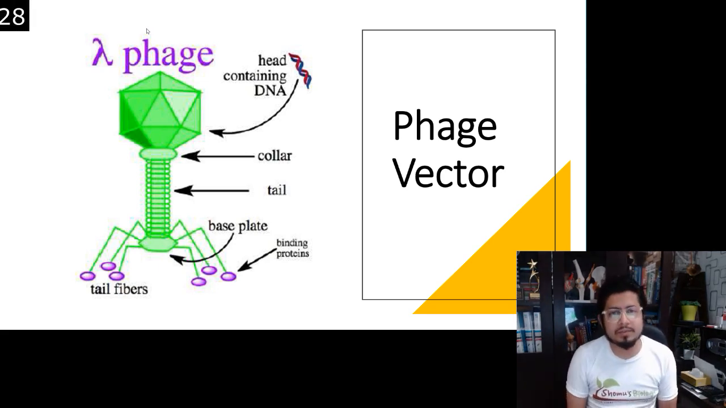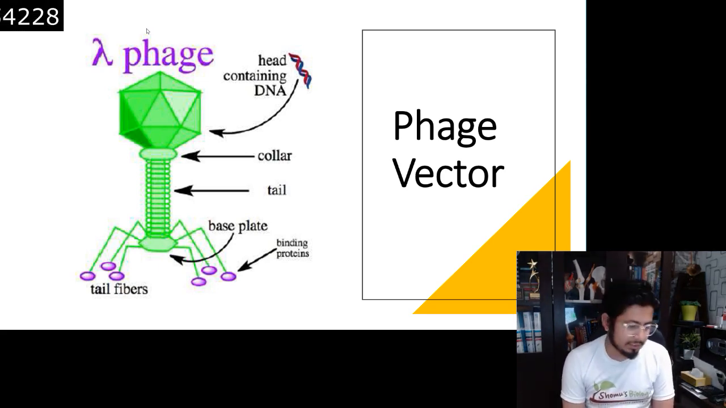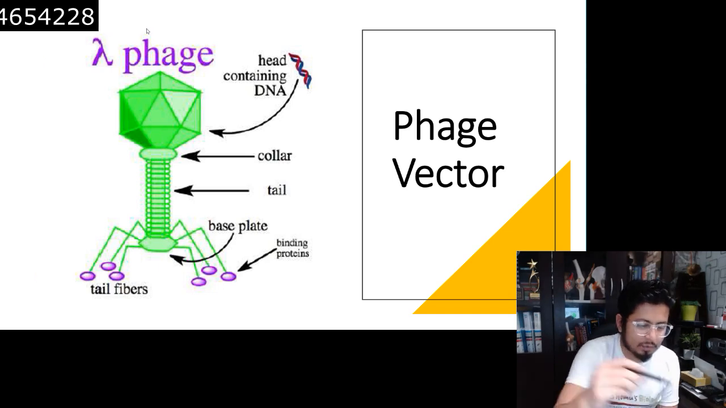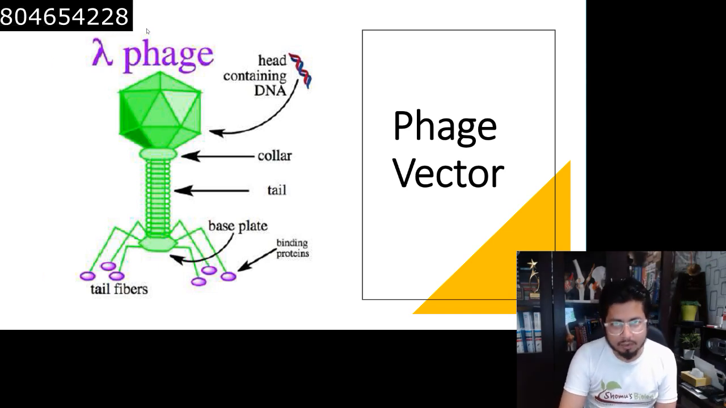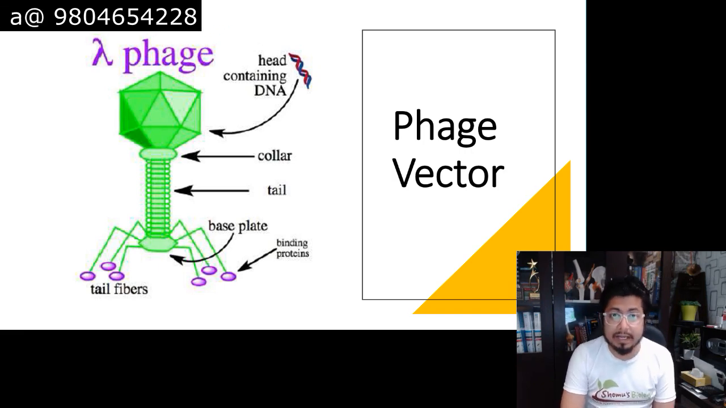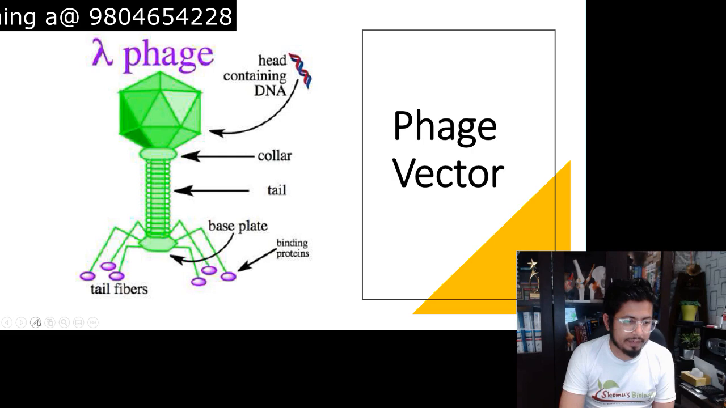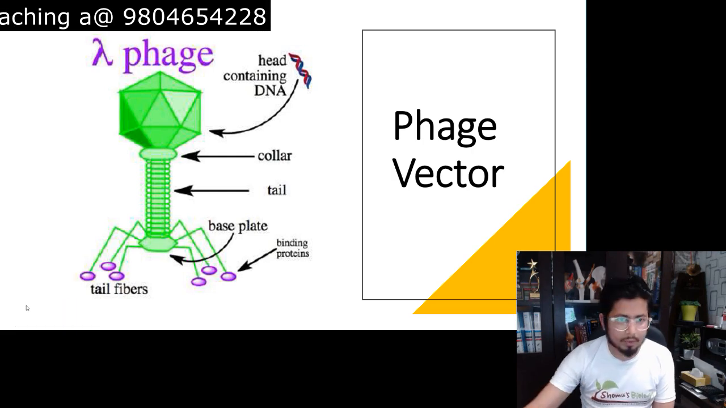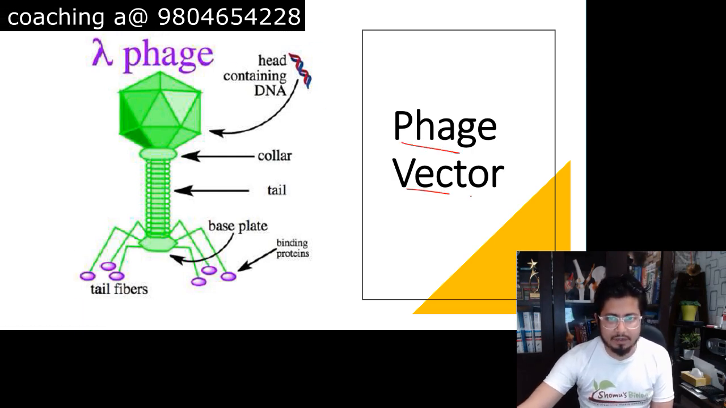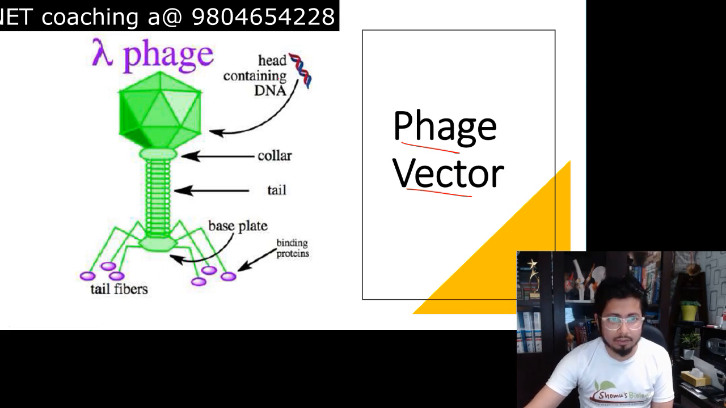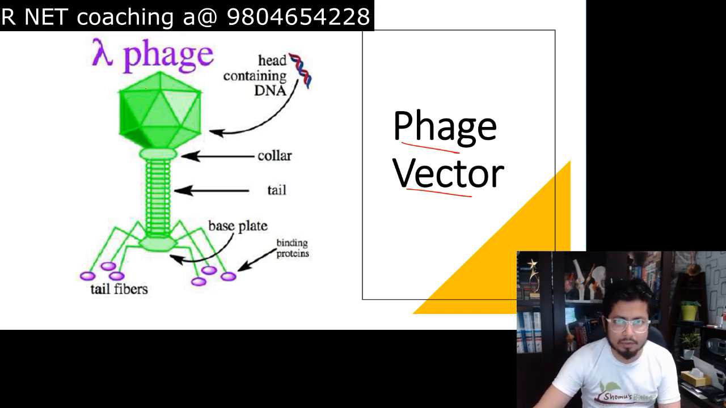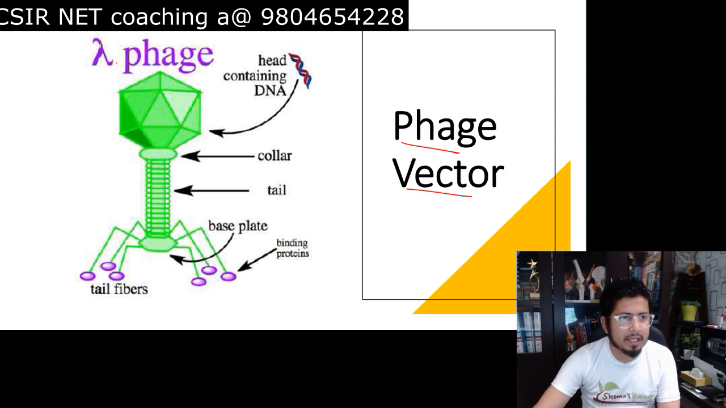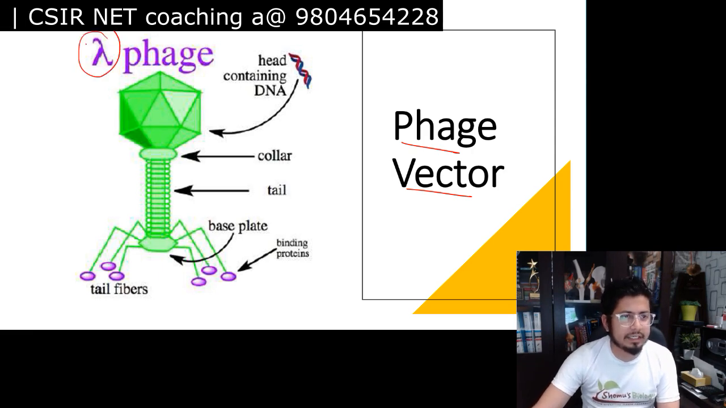Alright, it's time to talk about the phage vector. So we've been talking about the different kinds of cloning vector that we use for molecular cloning, and one such vector is the phage vector, or basically the bacteriophage virus used as a vector for the molecular cloning process. So what is this phage vector, what do we mean by molecular cloning, and how do we use a phage vector for molecular cloning?